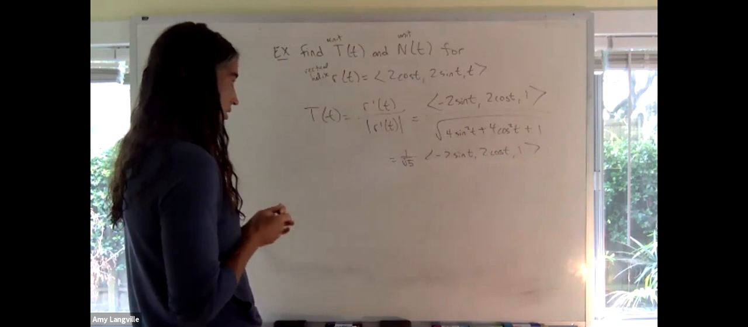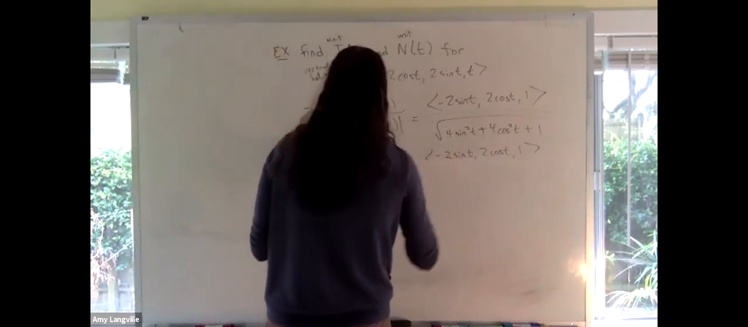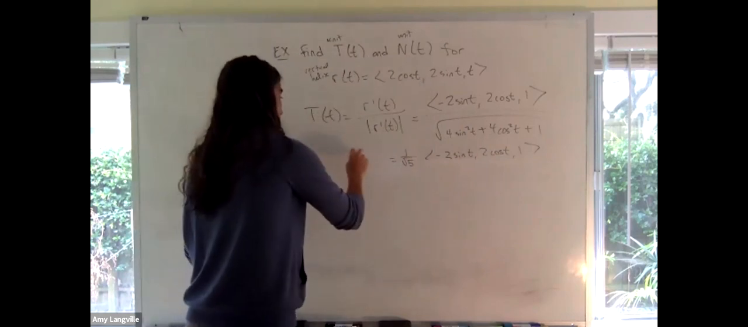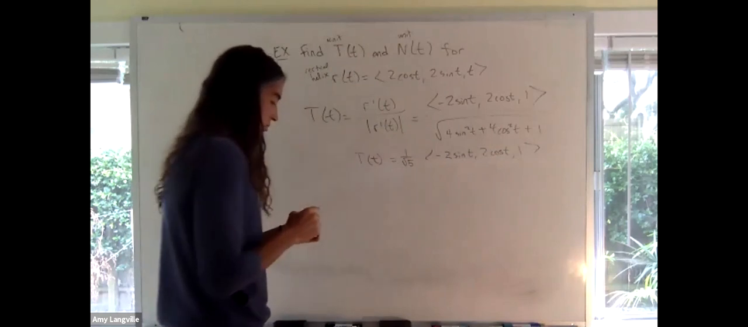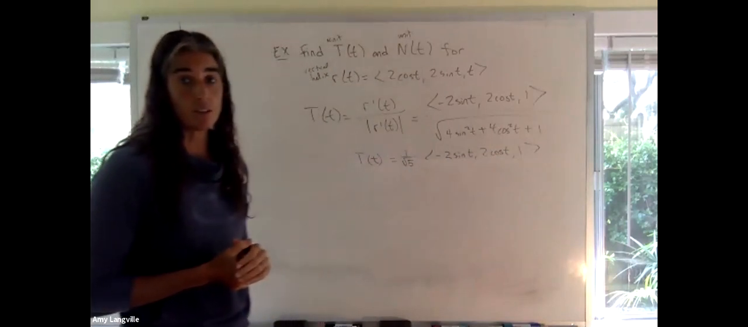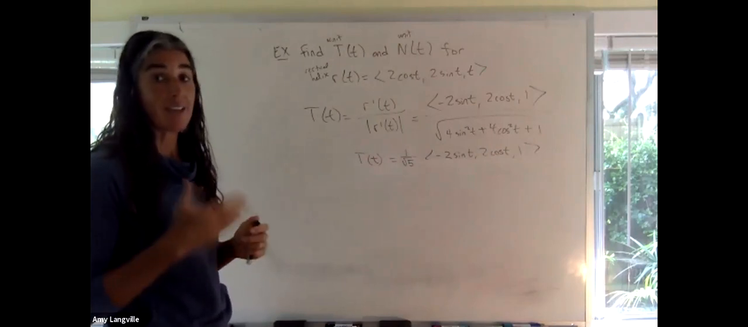Therefore, if they were to ask you at any point t, what is the direction, the unit direction of motion, you'd just plug in that particular value for t. So you can tell them at t equals 1, t equals pi, t equals 10. You plug into this and get a vector. It would always be length 1, but it'll give you a direction of motion at that particular t.